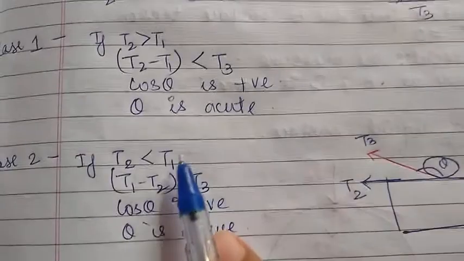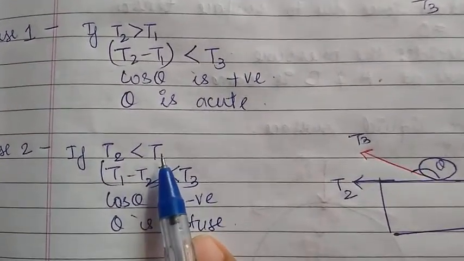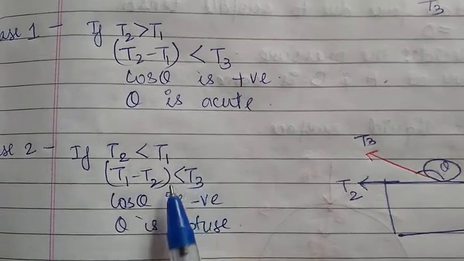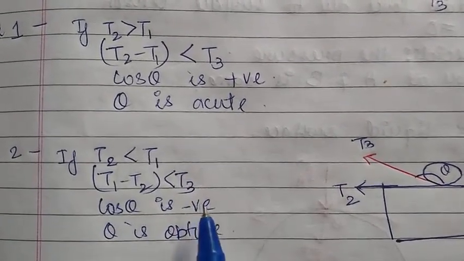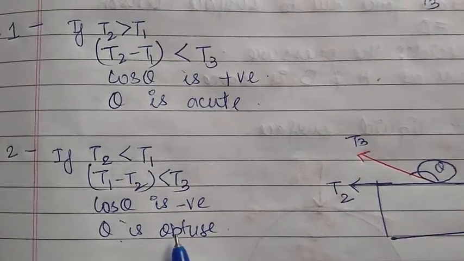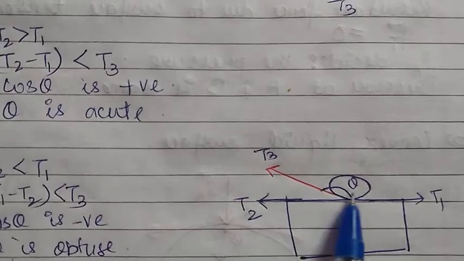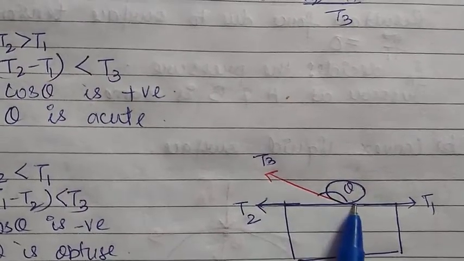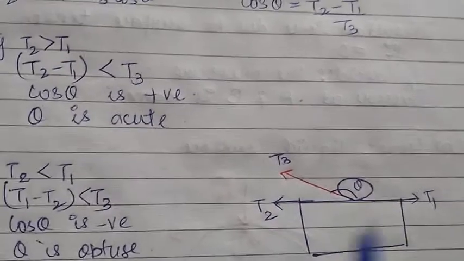drop. Then you have case 2, that is T2 is less than T1. So if T2 is less than T1, then T1 minus T2 will be less than T3 and cos theta will be negative. In such case your theta will be obtuse, that is greater than 90 degrees. So in this diagram you can see that your angle of contact is obtuse and you will get this kind of shape of liquid drop.